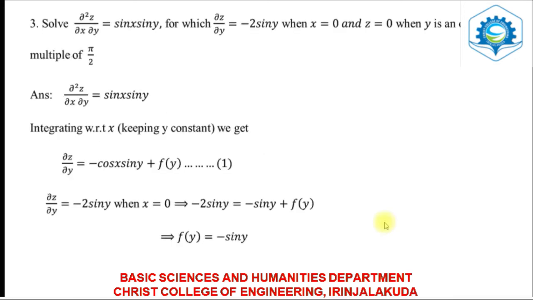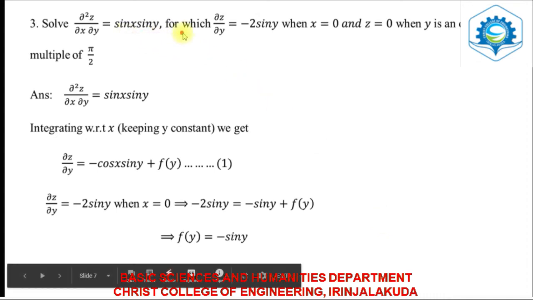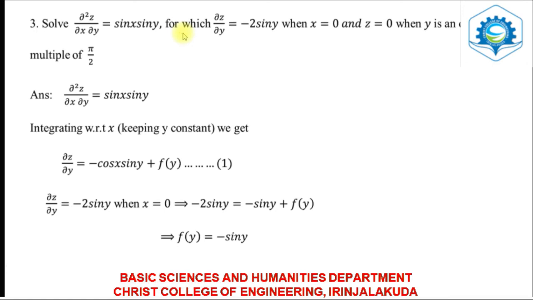Let us consider our next problem. Solve ∂²z/∂x∂y equals sin x sin y, for which ∂z/∂y equals −2 sin y when x equals 0, and z equals 0 when y is an odd multiple of π/2. That means here we have some conditions.